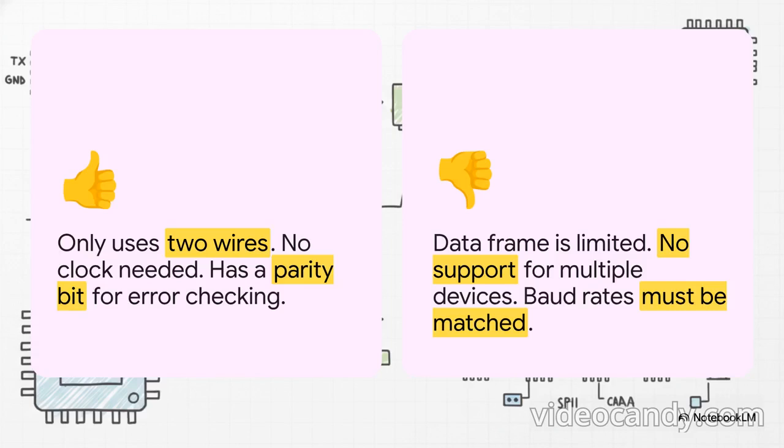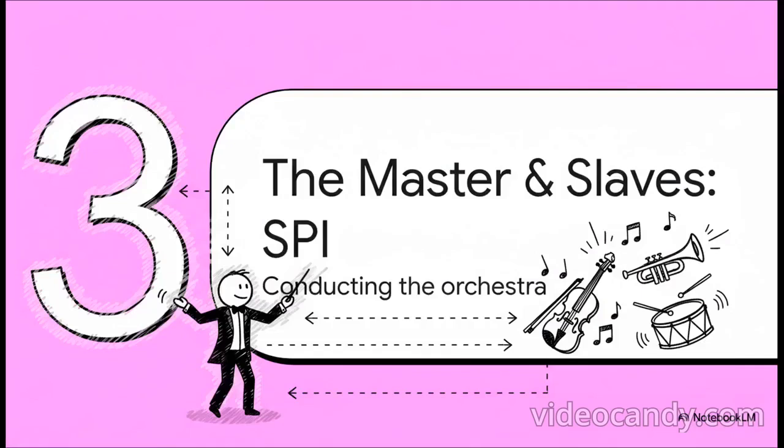But the downsides are pretty big. It can only connect 2 devices, period. Like a GPS module talking to a microcontroller. Also, the amount of data you can send at once is limited, and both devices have to be set to the exact same speed, or baud rate. Otherwise, the communication just fails. Okay, but what if you need more than just 2 devices to talk? Well, that brings us to our next section.